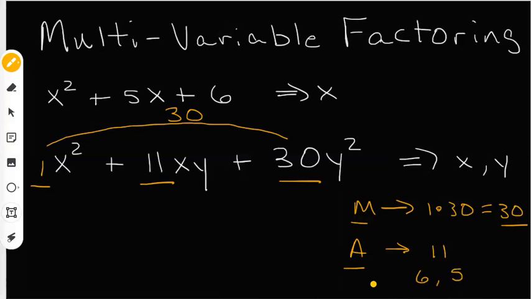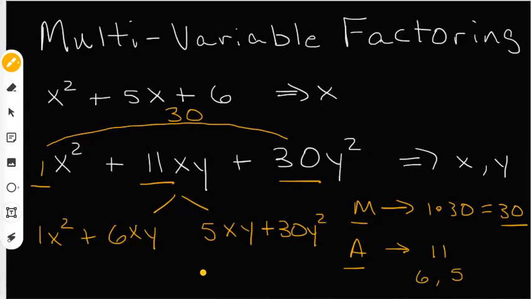Once you know your two numbers, go ahead and write them down, separate them out by commas. And now what I can do is I can break up the middle term. I can break it up into 6 and 5. Those are the two numbers that I found. But to add up to 11xy, they both need to have xy's. So I'm going to put xy's beside them. And now I can bring down the two terms that we haven't used yet. The 1x squared on the left side, I can bring that down. And I can also bring down the 30y squared that we haven't used yet.